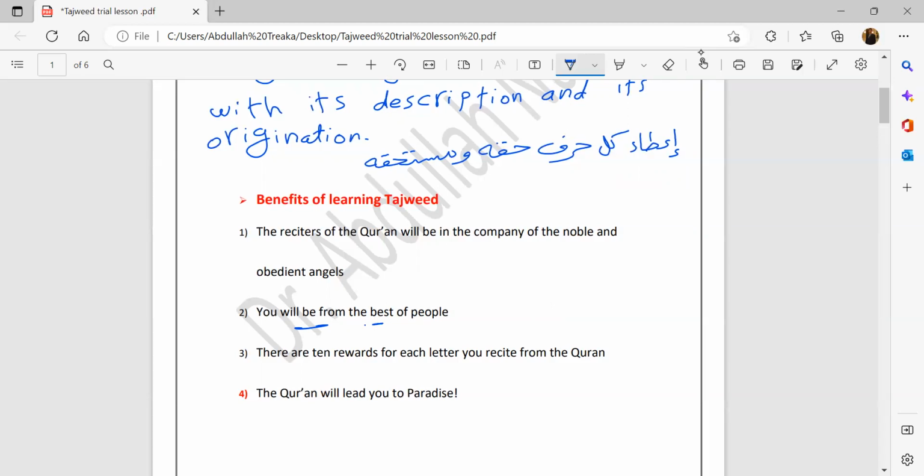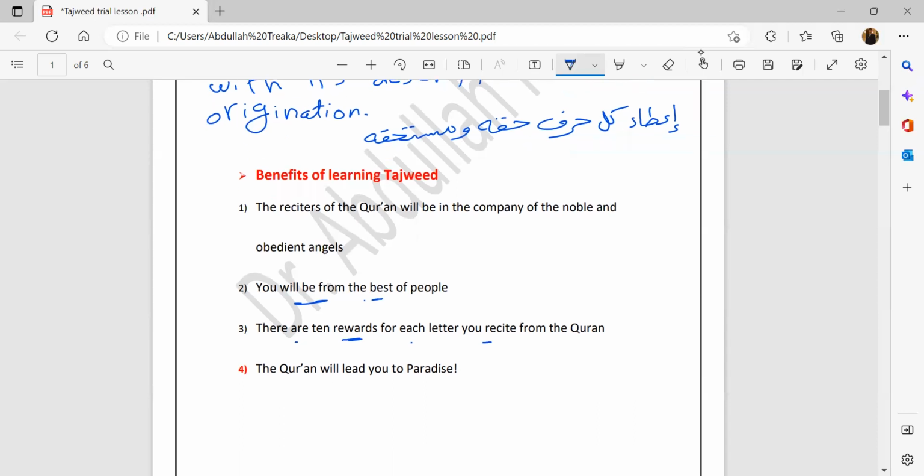That hadith is in al-Bukhari. The third one: there are 10 rewards for each letter you recite from the Quran, as the hadith in Tirmidhi states, that the Prophet, peace be upon him, said that whoever reads a letter from the book of Allah will have a reward, and that reward will be multiplied by 10. I'm not saying that Alif, Lam, Mim is a letter. Rather, I'm saying that Alif is a letter, Lam is a letter, and Mim is a letter. So when reading the Quran, there are 10 rewards for each letter you recite.